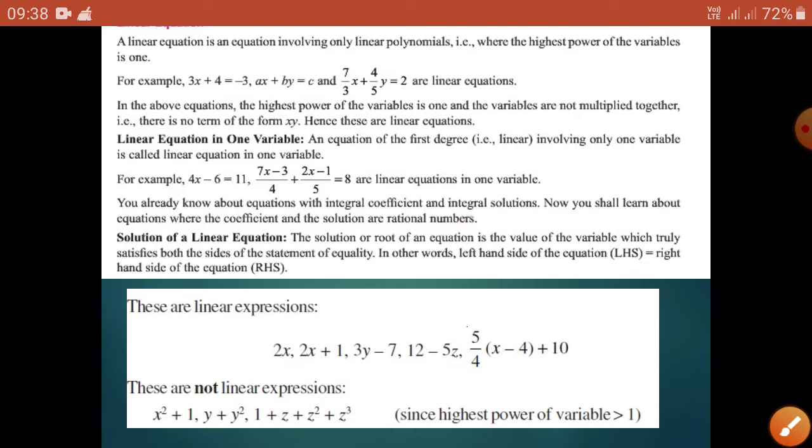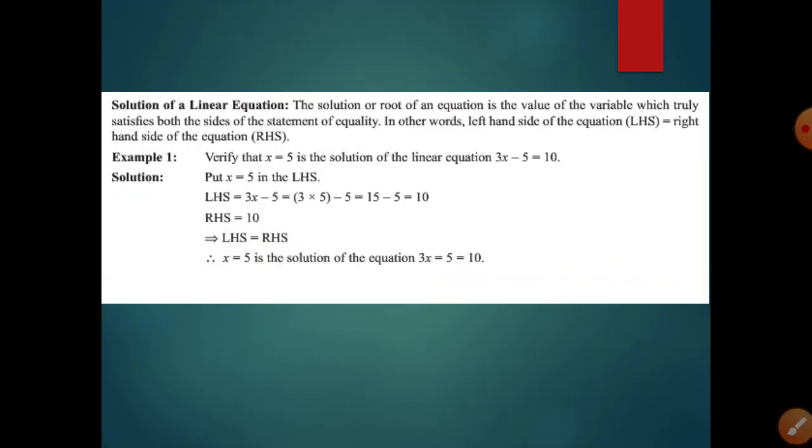Go to the next slide. So what is the solution? Already we have told about the solution of a linear equation. We know that the solution or root of an equation is the value of the variable which truly satisfies both sides of the statement of equality.